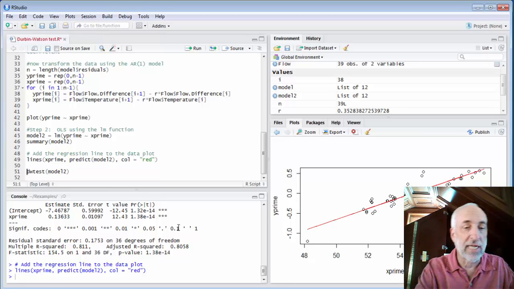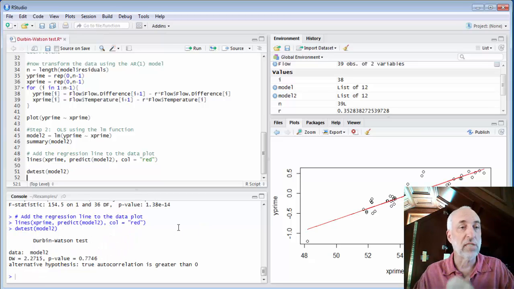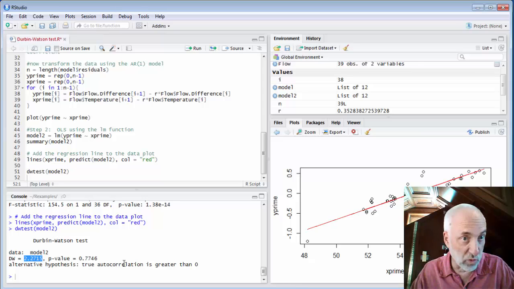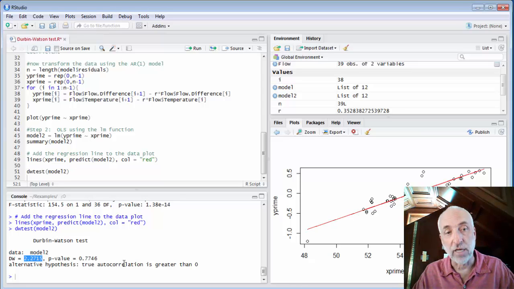And finally, I can run the Durbin Watson test on the new model. And sure enough, the Durbin Watson statistic is a little bit bigger than 2, because maybe I went a little overboard on the value of r.